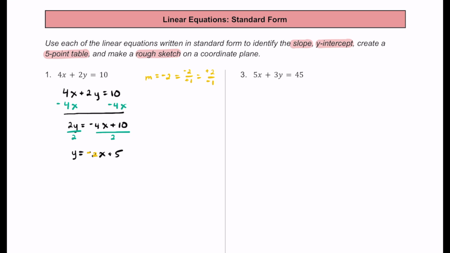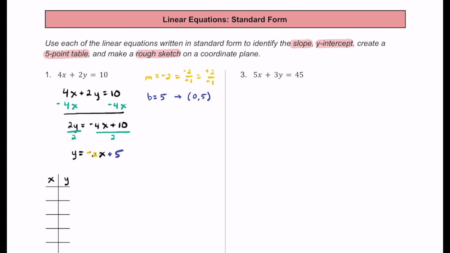And then for the y-intercept, let's see what that's going to be. Now the y-intercept is this positive 5 at the end here. So the y-intercept, or b, that's equal to 5. And what that tells us is that we're going to have the point (0, 5). So if that helps you refresh your memory on what the b represents, that's always going to give you that free point on the graph along the y-axis. Now that we have our slope and our y-intercept, let's make a 5-point table.